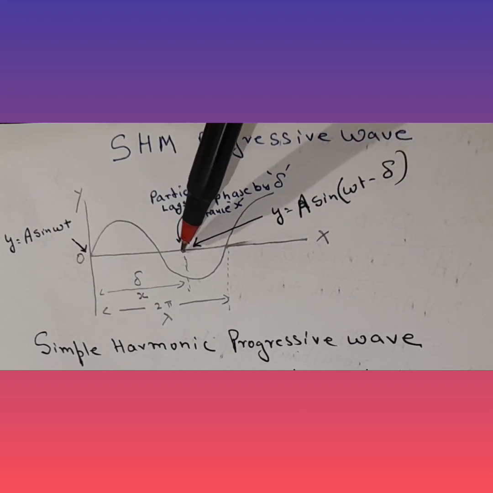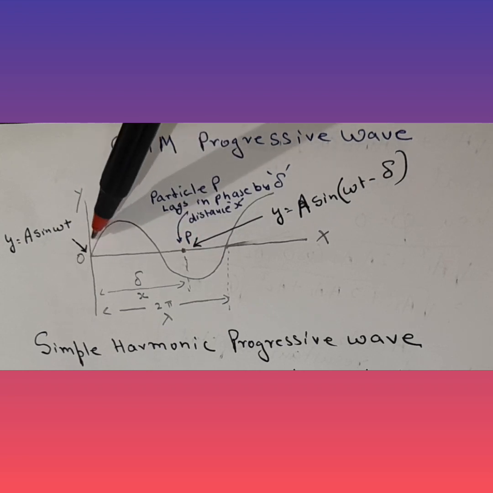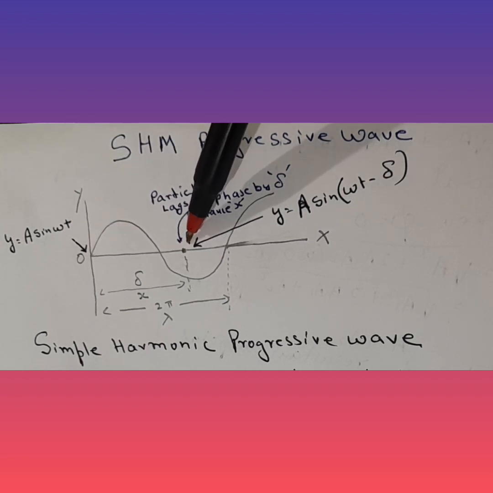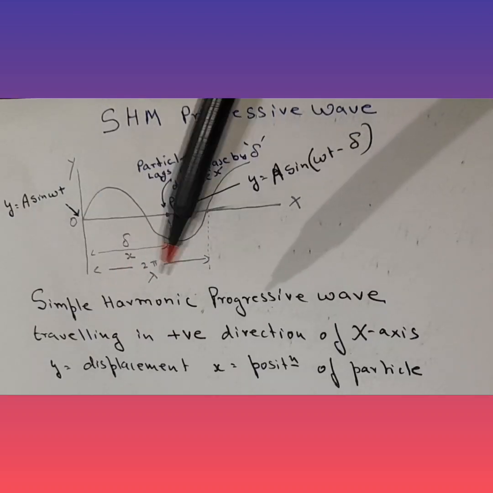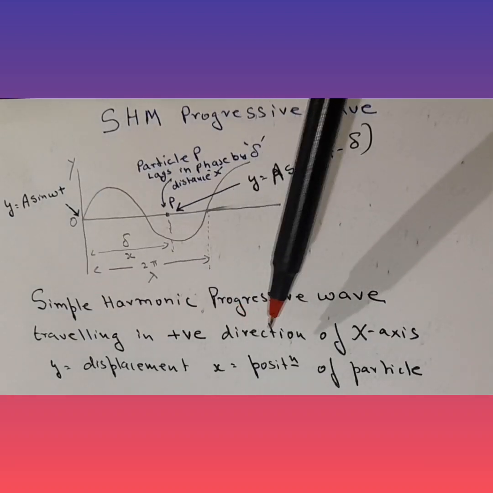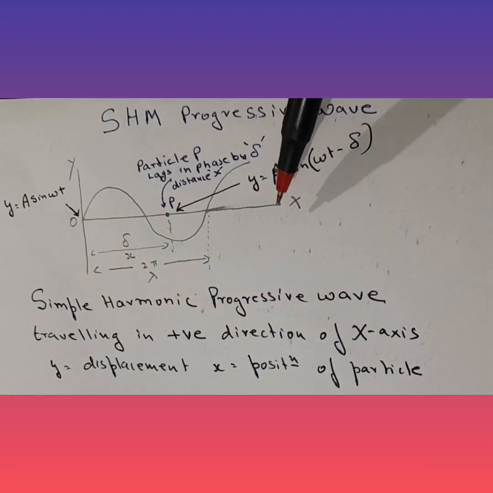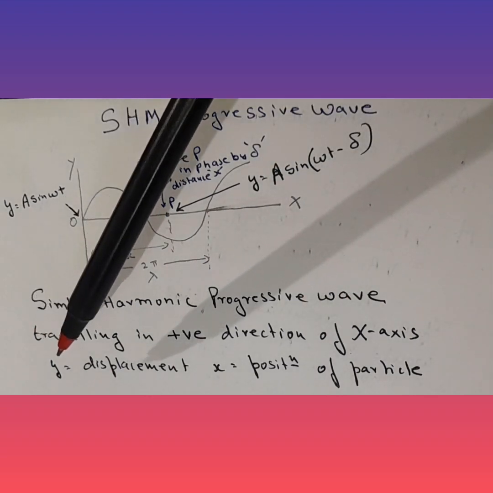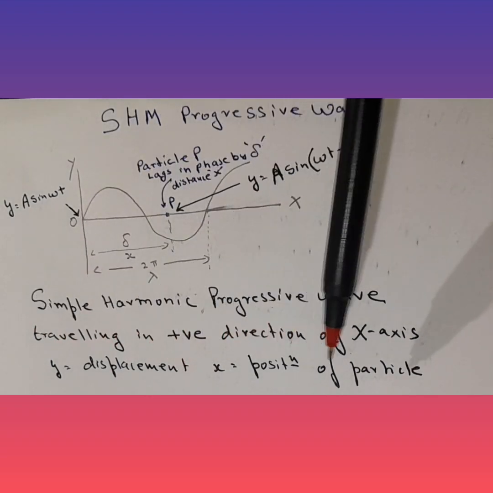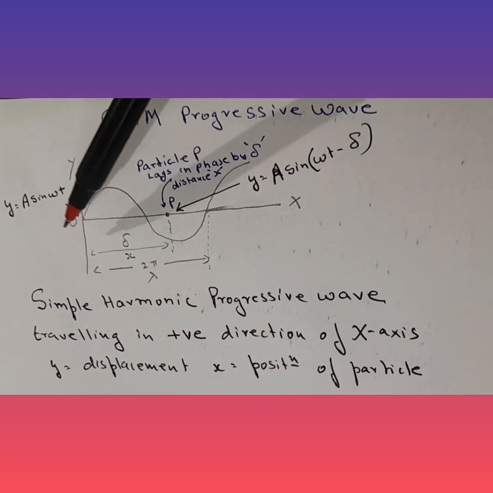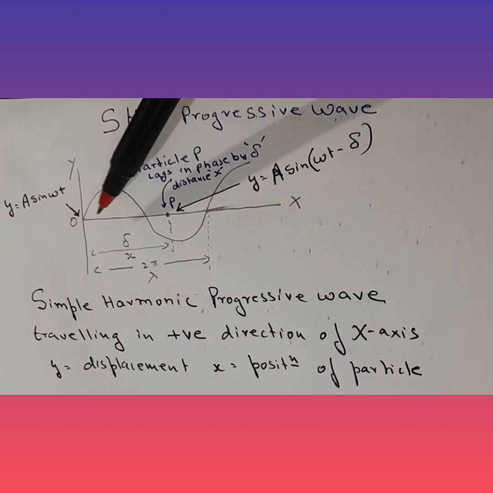Why am I calling it lagging? Because this one has already started, and this one is going to start from here later. That is the reason it is lagging in phase. For a simple harmonic progressive wave traveling in the positive direction of the x-axis, y is the displacement and x is the position of the particle.